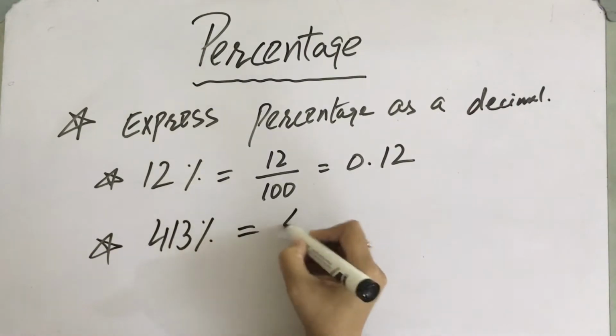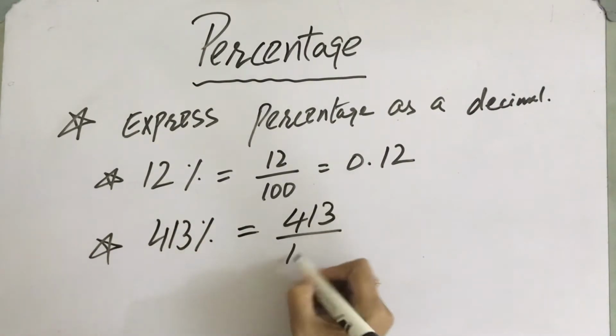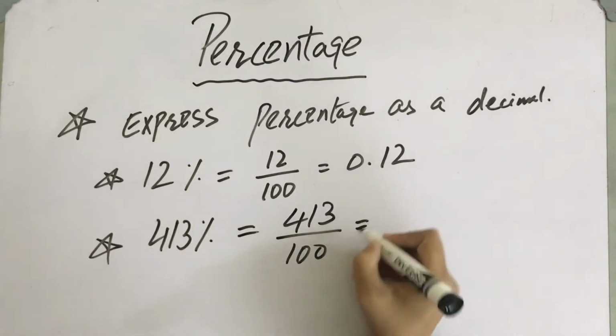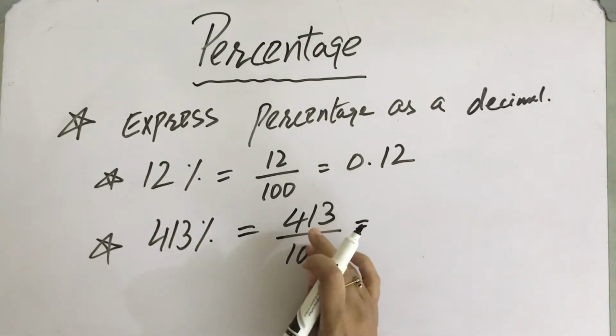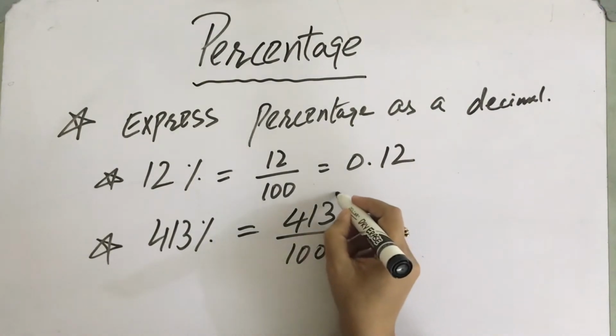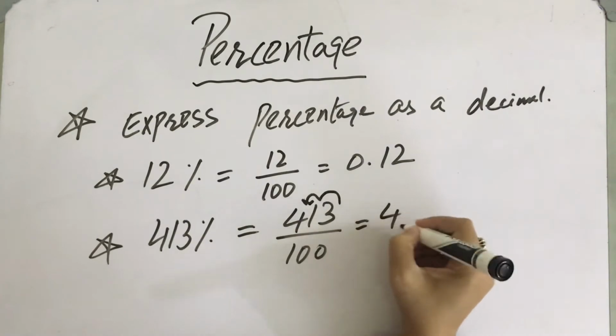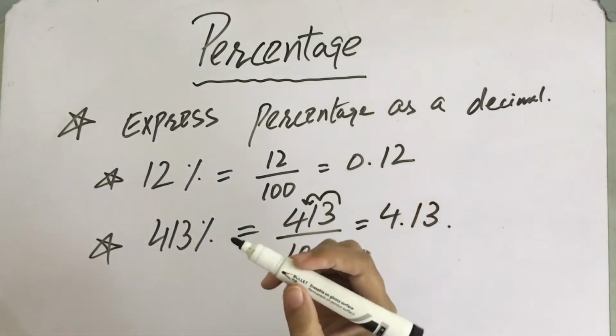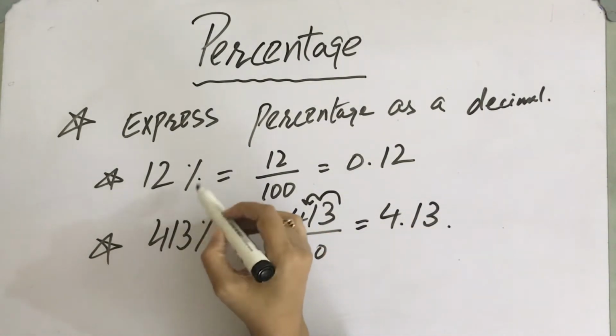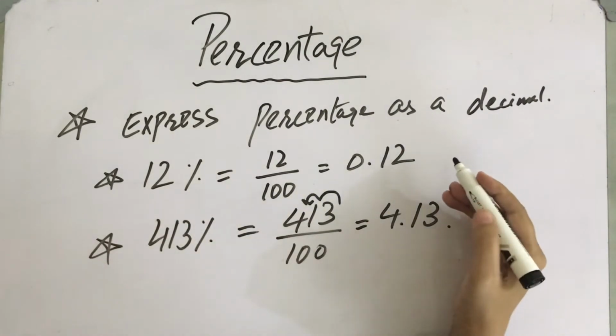413%. I shall write it as 413 over 100. To remove this symbol, I have divided by 100, and when I move the decimal from here, my answer will be 4.13. Notice the symbol of the percentage is used in the question, so it is not in the answer, as the answer is a decimal.